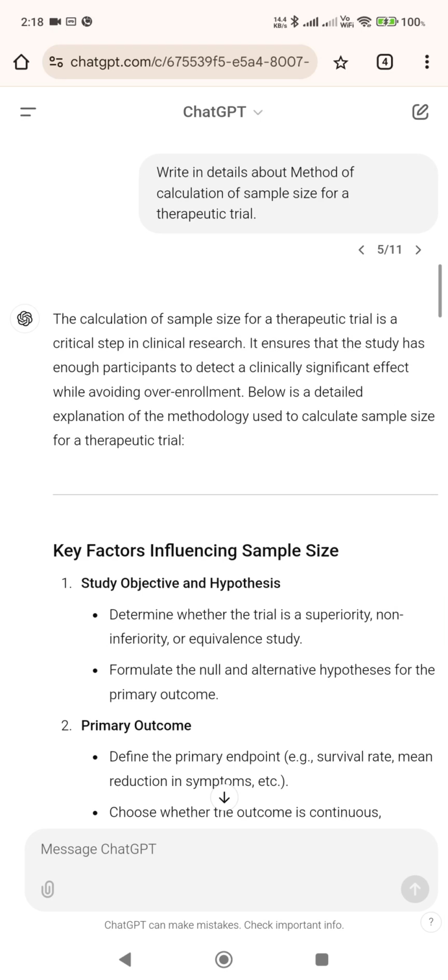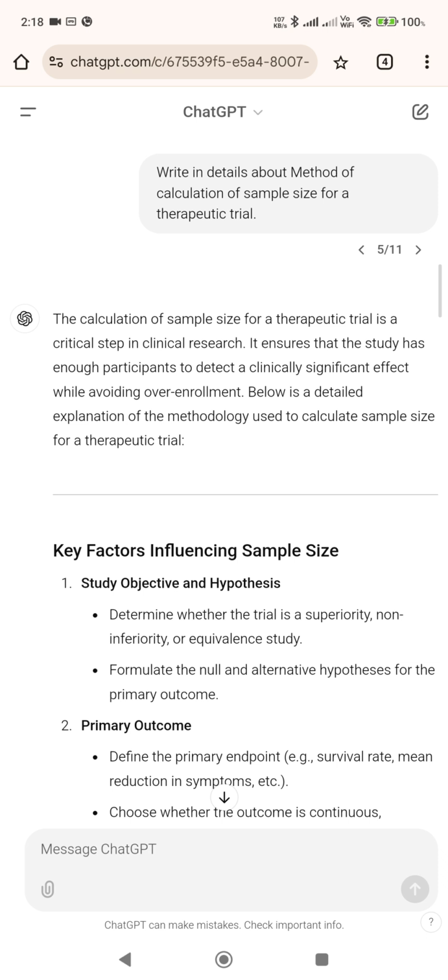The calculation of sample size for a therapeutic trial is a critical step in clinical research. It ensures that the study has enough participants to detect a clinically significant effect while avoiding over-enrollment. Below is a detailed explanation of the methodology used to calculate sample size for a therapeutic trial.